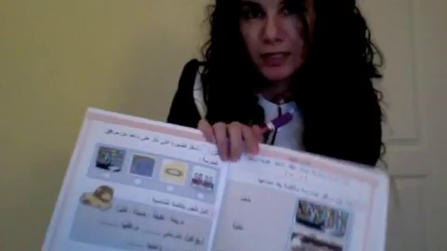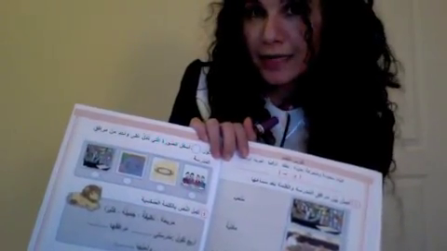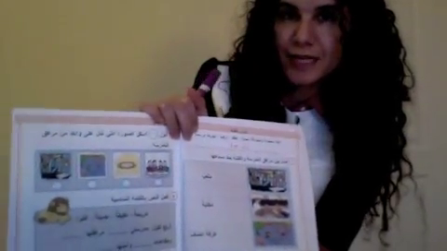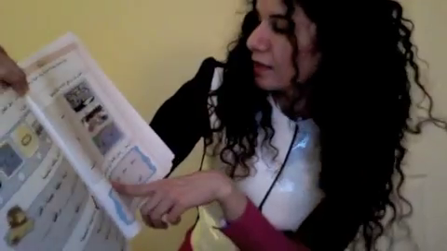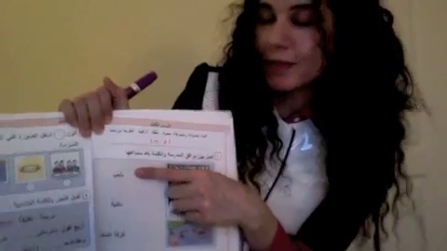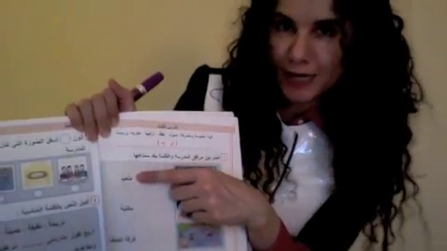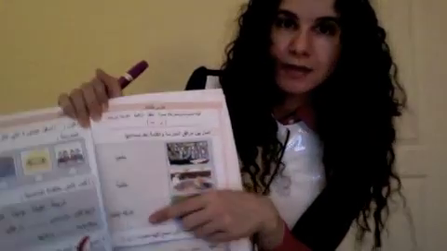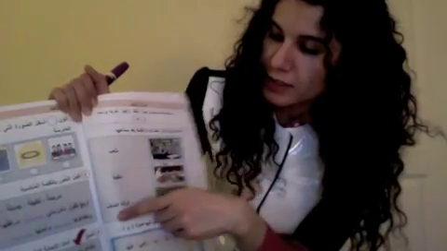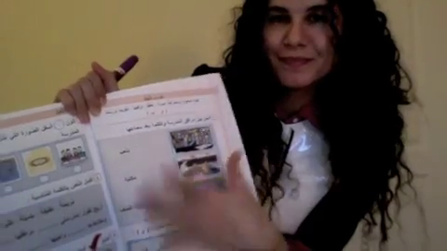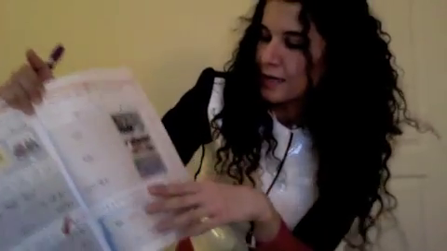You can pause this video, try to figure it out, and then turn it back on. Hit the play button, and I'll give you the answers. All right, so mal'abun means playground. Maktabatun is a library, and ghurfatu saffi is the classroom. So that's the first exercise.